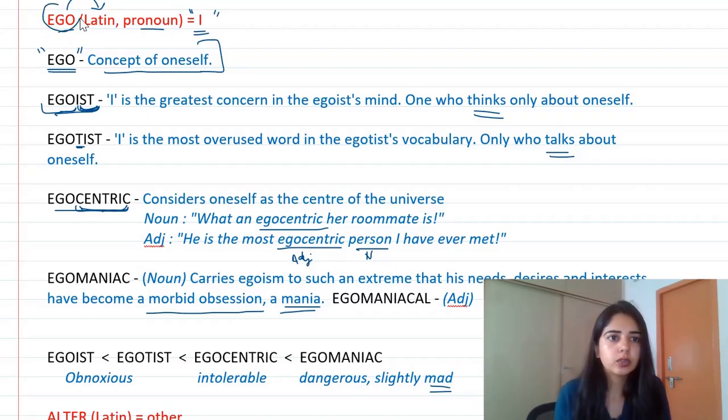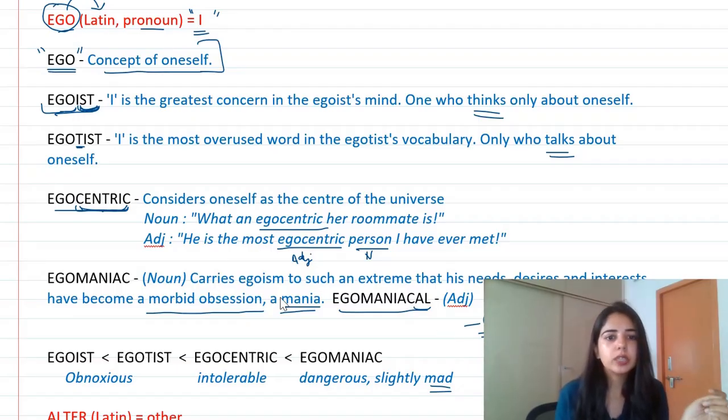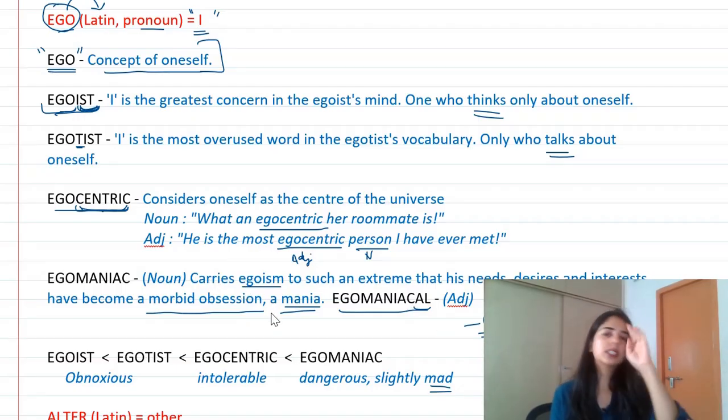ठीक है, ego से हमने कितने words पढ़े? Ego in itself is an English word, then egoist, egotist, egocentric, egomaniac. And egomaniacal, al लगा के हम, al एक suffix है जो कि हम किसी भी noun में लगाकर उसको adjective में convert कर सकते हैं. And also egoism. So all these words we have learnt from the root word ego.